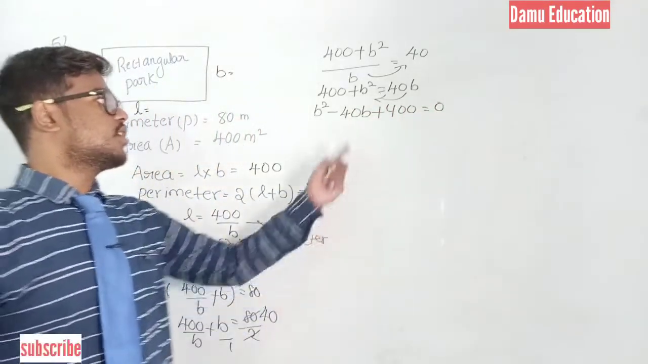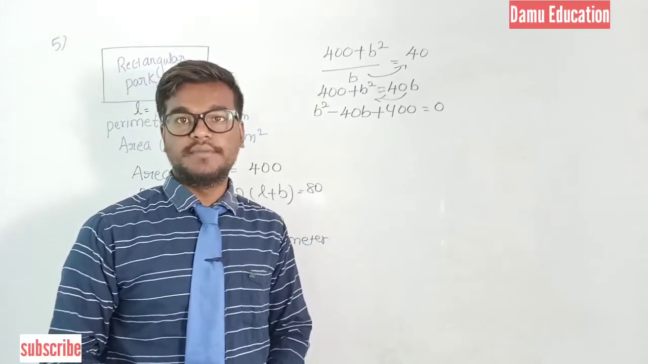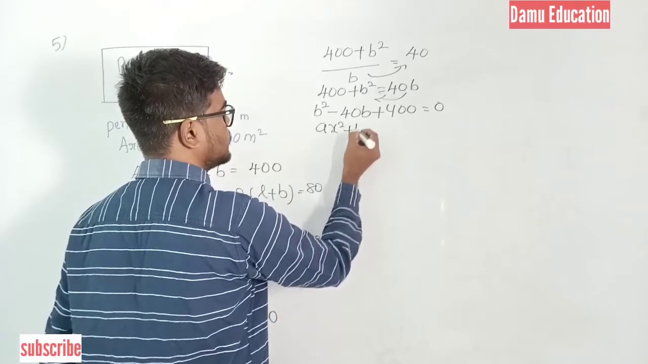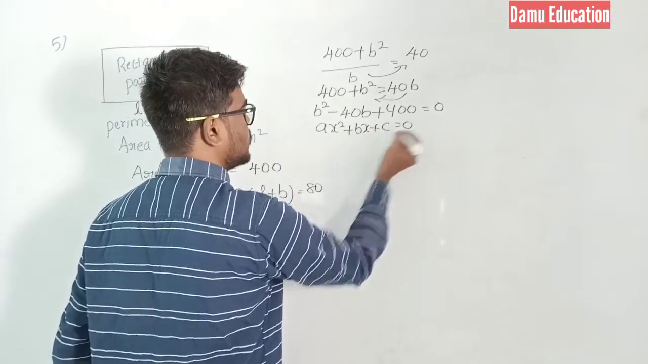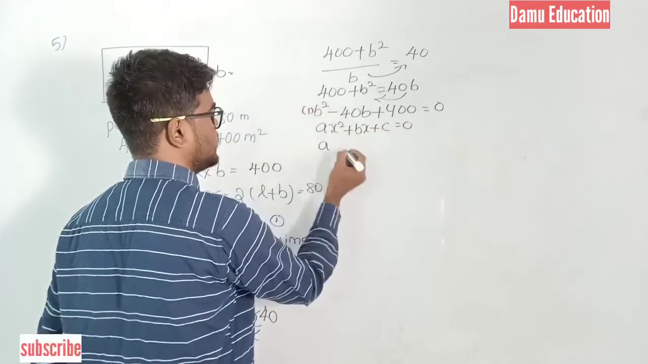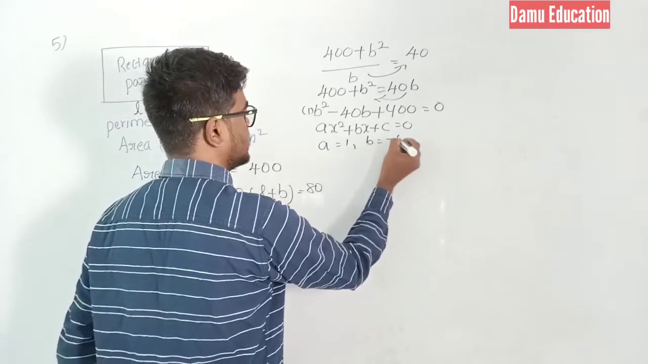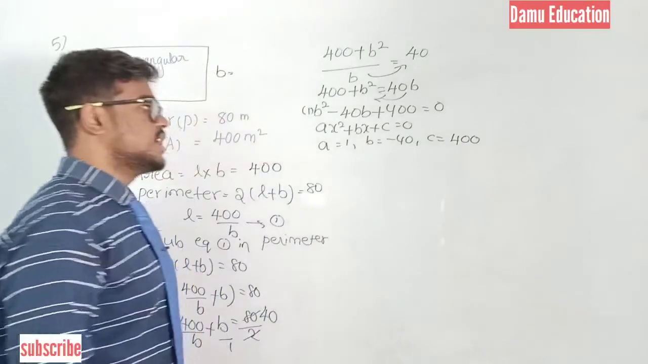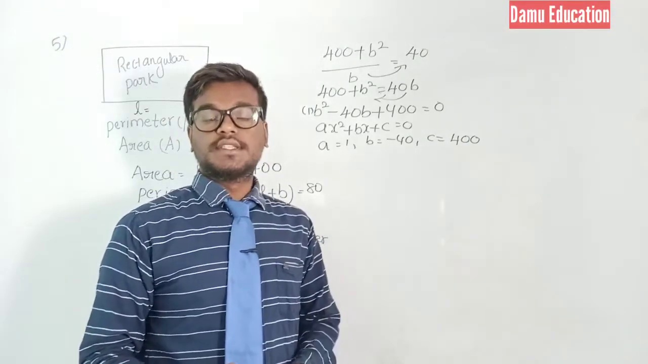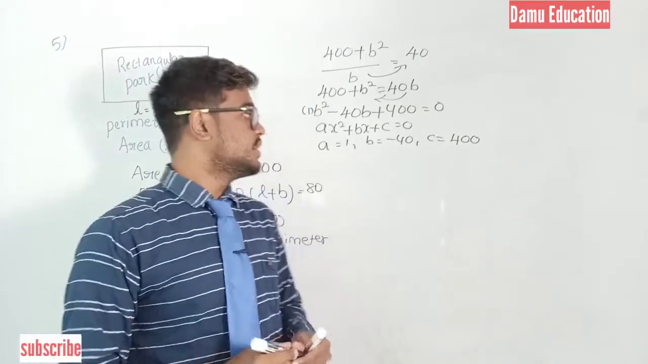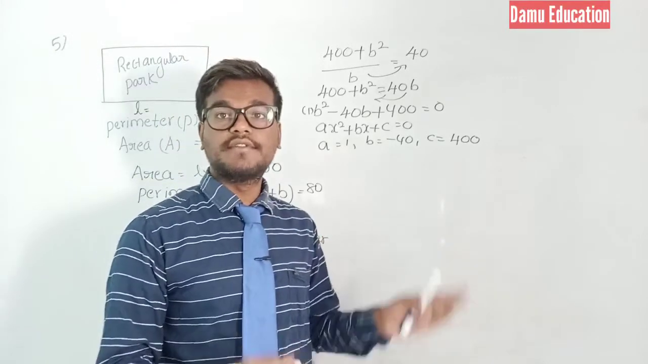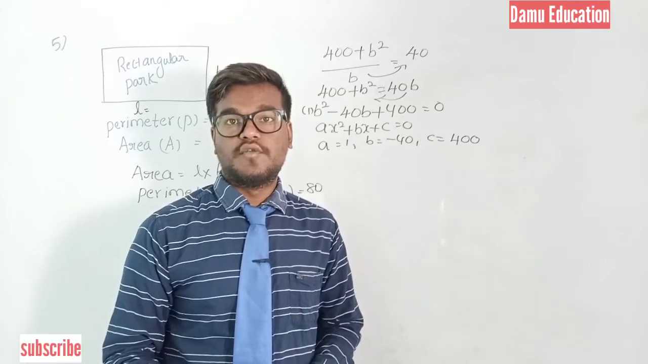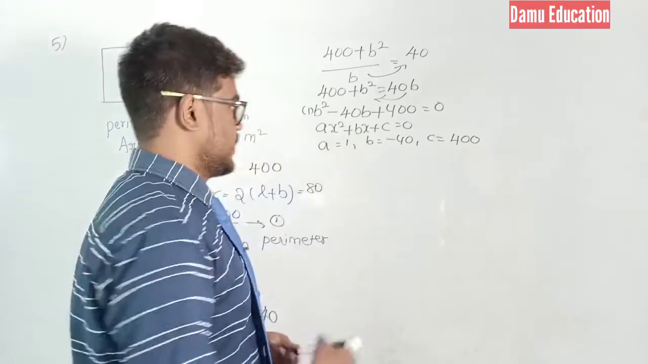So this is of the format ax square plus bx plus c equal to 0. Here a will be equal to 1, b will be equal to minus 40, and c will be equal to 400. Then what are the roots? We can take b square minus 4ac as the discriminant. After that, we can calculate the roots as minus b plus or minus square root of b square minus 4ac, by 2a.